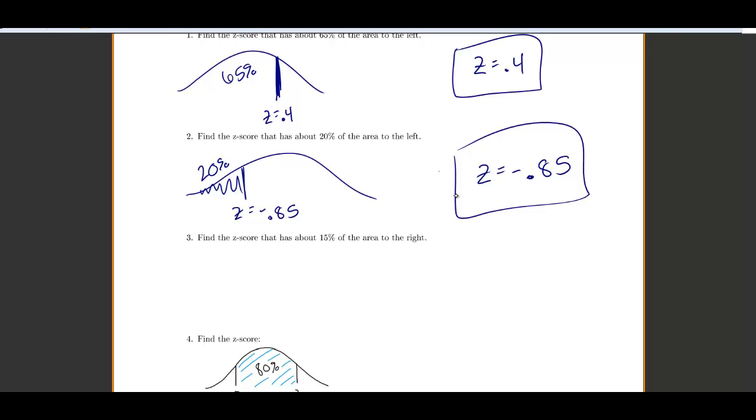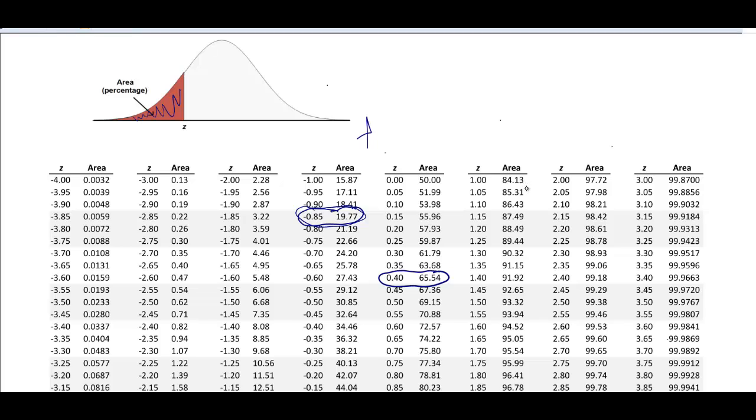Number 3, find the z-score that has about 15% of the area to the right. This one's a little bit harder because if you want 15% of the area to the right, the problem is our table doesn't tell us areas to the right. So instead I say, okay, if I have 15% of the area to the right, then that means I have 85% of the area to the left. Because 100% minus 15% is 85%. And remember, everything always has to add up to 100%. So now instead of looking up 15%, I'm going to look up 85% on my normal table. So look up 85%.